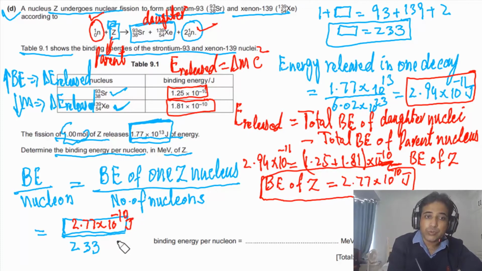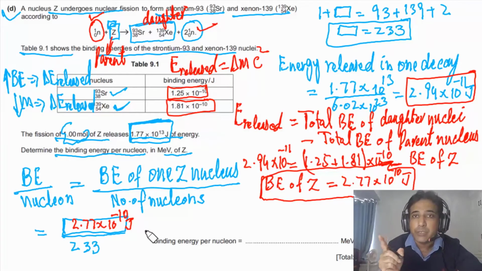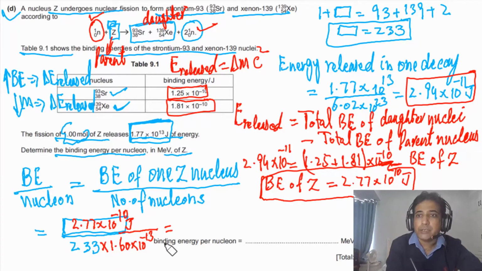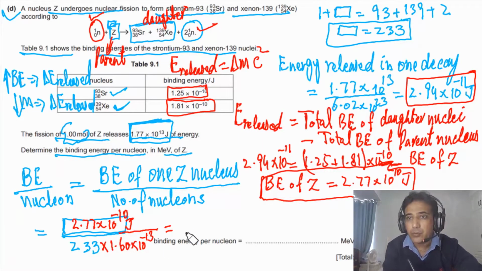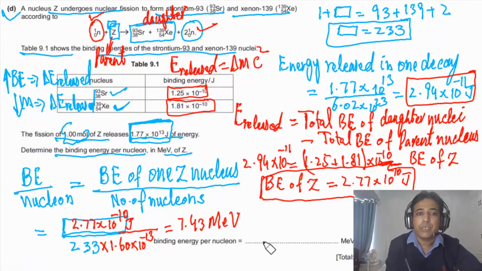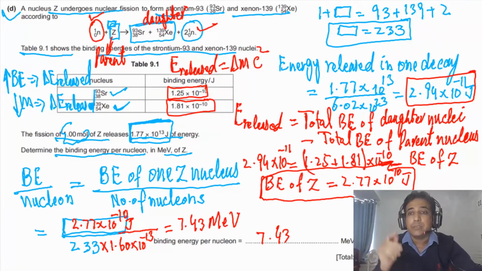This is in joules. So if we solve this one, our answer will be in joules. But we want the answer in mega electron volts. So we have to divide this by 1.60 times 10 to the minus 13. Now if we solve, your answer will be in mega electron volts, and your final answer will be 7.43 mega electron volts. So this is our final answer, and this is how you need to answer.